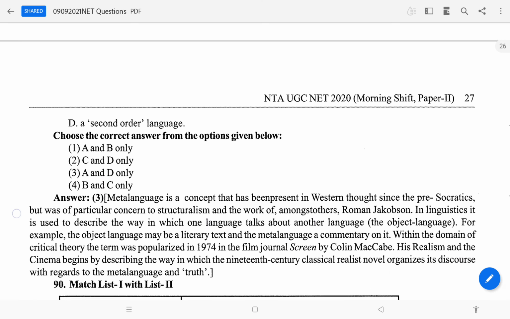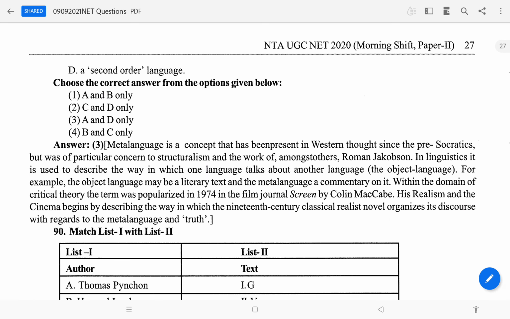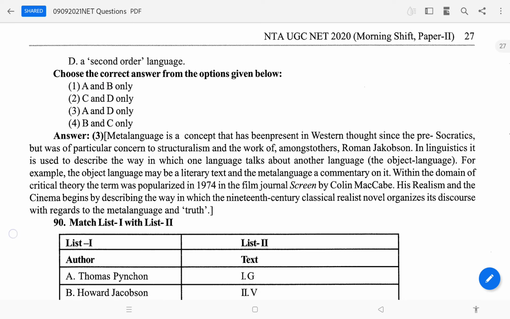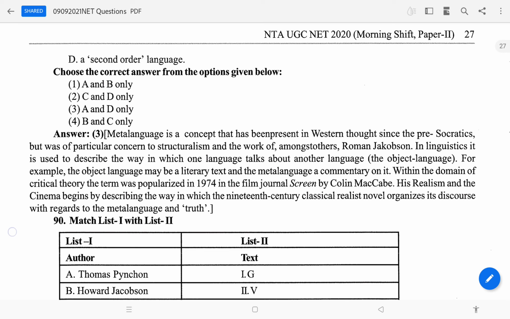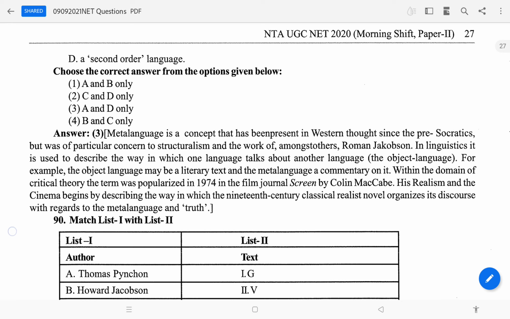Meta language is a concept that has been present in Western thought since the pre-Socratics, but was a particular concern to structuralism and the work, among others, of Roman Jakobson. In linguistics, it is used to describe the way in which one language talks about another language, the object language. For example, the object language may be a literary text and the meta language a commentary on it.